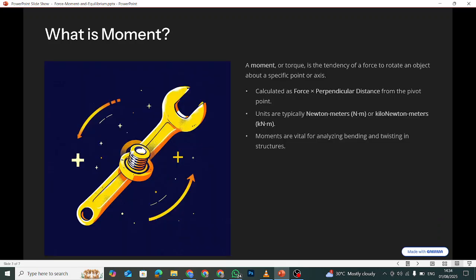What is moment? Now, what is moment? A moment is the tendency of a force to rotate an object about a point or axis. We calculate it by multiplying the force by the perpendicular distance from the point of rotation. Moment is equal to force times distance. It is measured in newton meters or kilonewton meters.